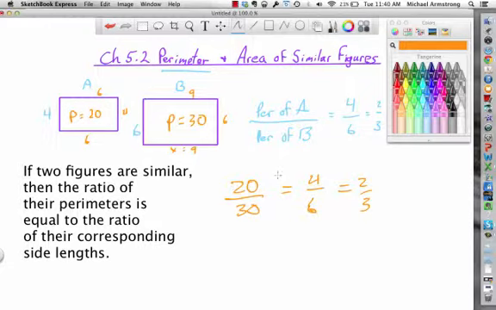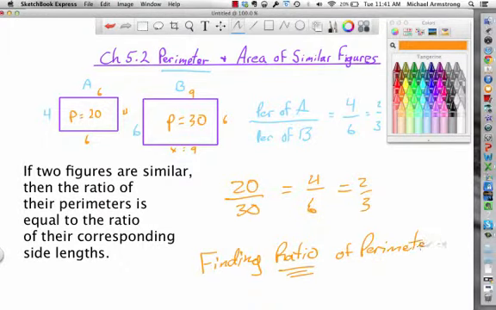So we can see that it's true. And it's nice to be able to use that. So we can just use one side and use the corresponding side to find the perimeter ratio. So that's what we're looking for, finding the ratio, this is important, of perimeters. Okay, so we just have to have one and then we can find the other.